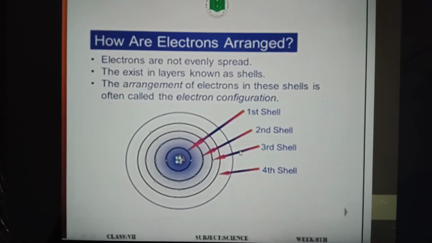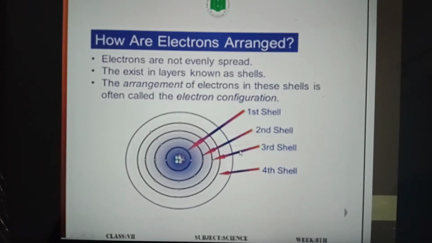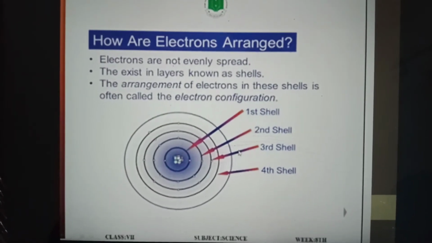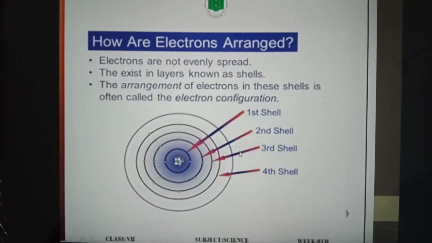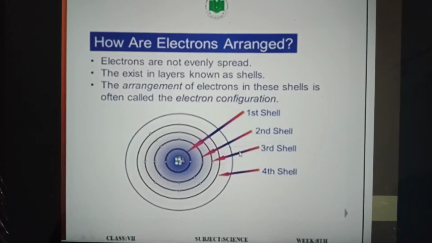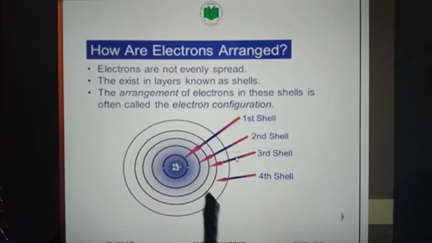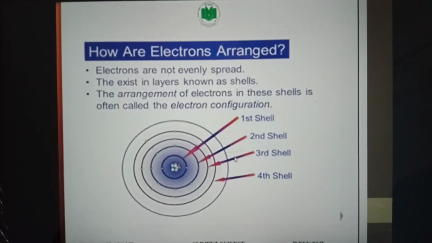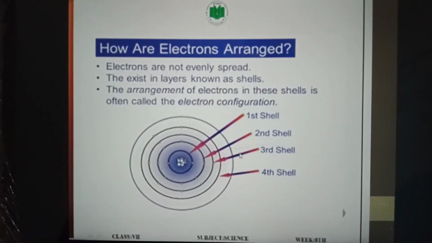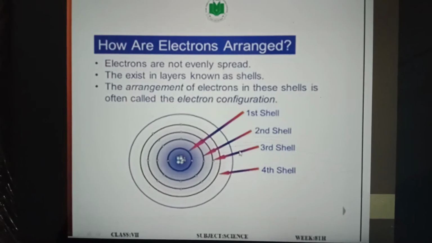How are electrons arranged in these shells? Electrons are not evenly spread. They exist in layers known as shells. And the arrangement of electrons in these shells is often called electronic configuration.